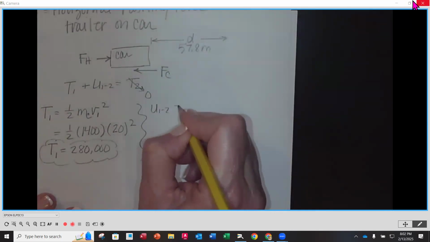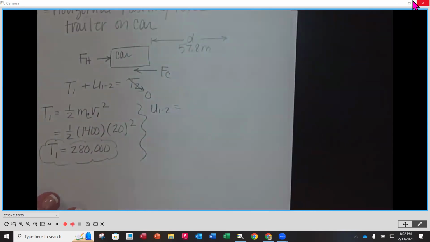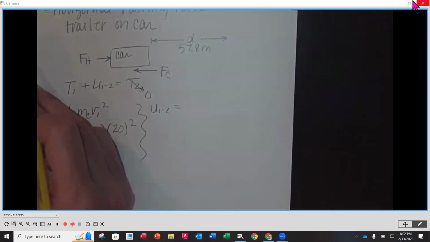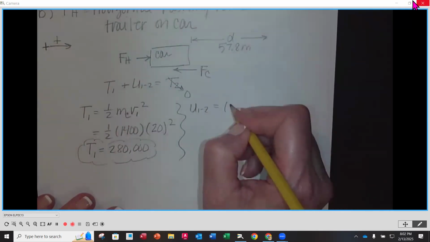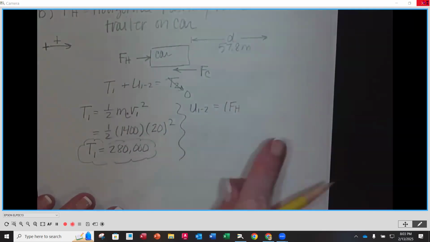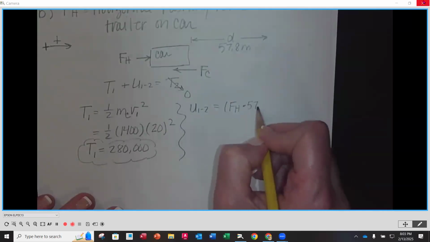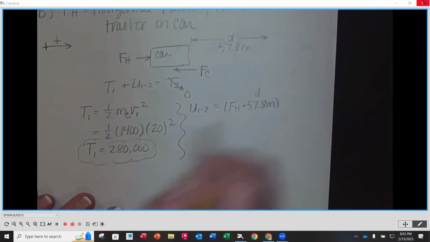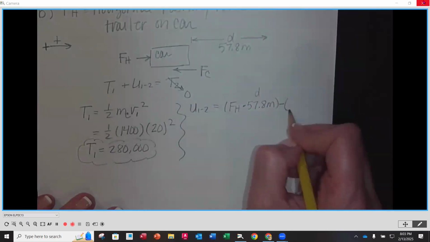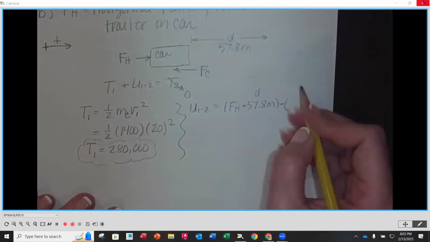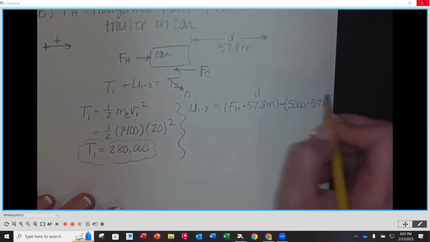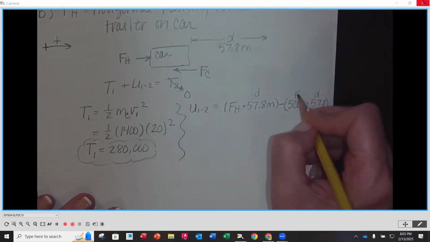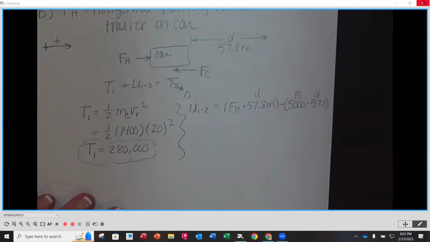So our work 1 to 2 is going to be equal to, now we've got two forces here, right? And we're going to use our convention. So we're going to have FH, which is going to be the positive force going to the right, times 57.8 meters. That's our distance. Minus FC, which is the braking force of 5,000 times 57.8 meters. That's its distance. So this is FC. Okay, so our unknown here is going to be the FH.